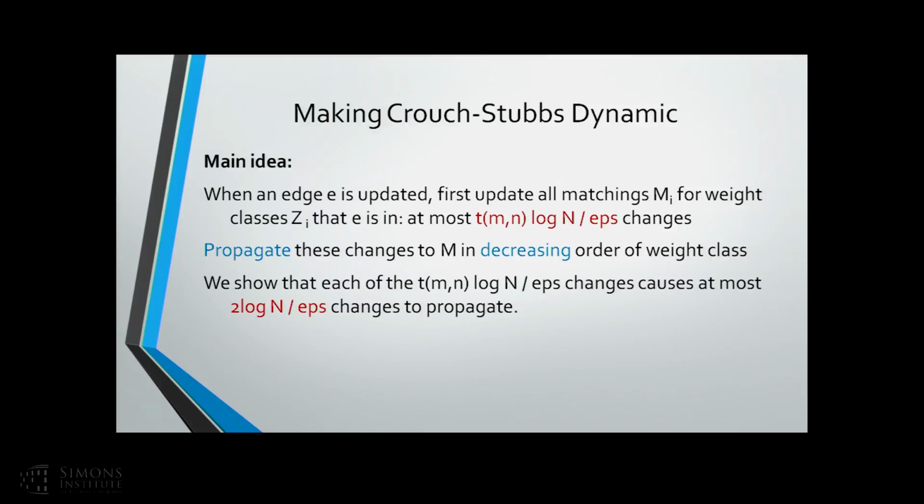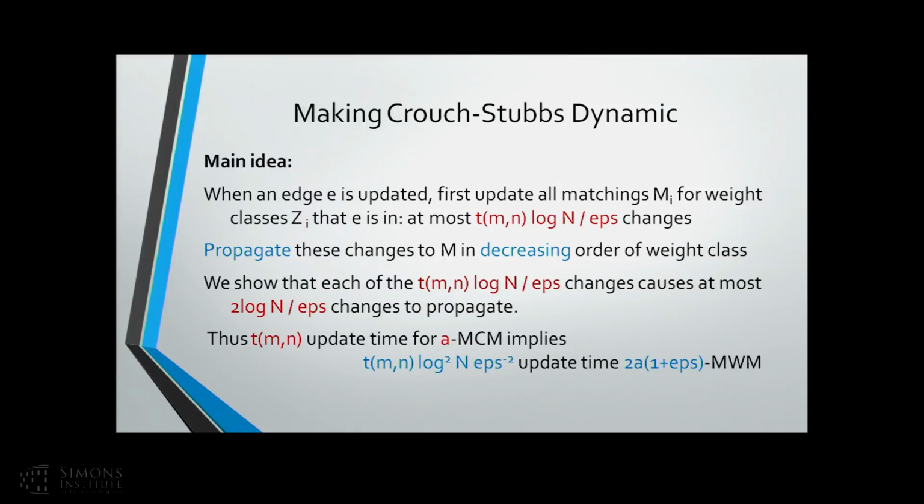When an edge is updated, we update all the matchings for all the weight classes, and this only costs us this much time, because the number of weight classes is log n over epsilon, and T of m, n is the update time of the maximum cardinality matching algorithm. Then we show that to propagate these changes, you only cause a log n over epsilon number of changes per change in the original graph, in each of the matchings. This gives us that T of m, n update time for an alpha approximate maximum cardinality matching implies this runtime for a 2 alpha approximate maximum weight matching.